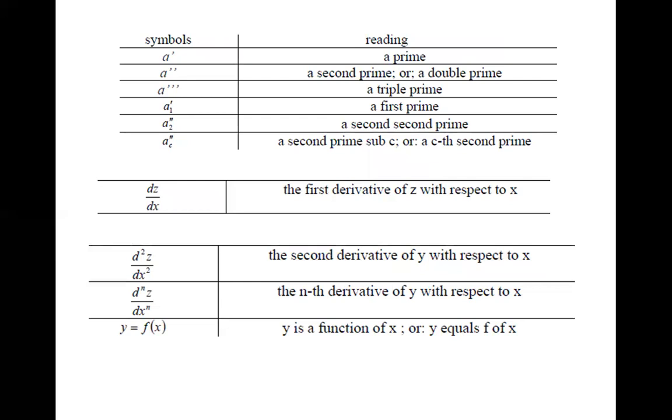Notation: y prime, y second prime or double prime, triple prime. The first derivative of y with respect to x. The second derivative of y with respect to x. The nth derivative of y with respect to x. Here y is a function of x, y equals f of x.